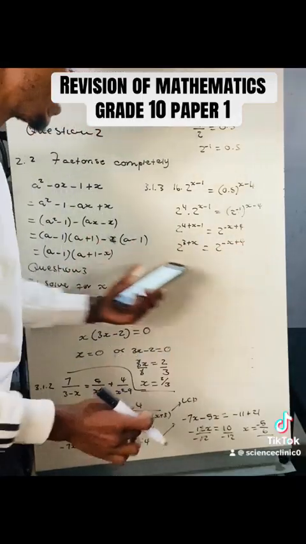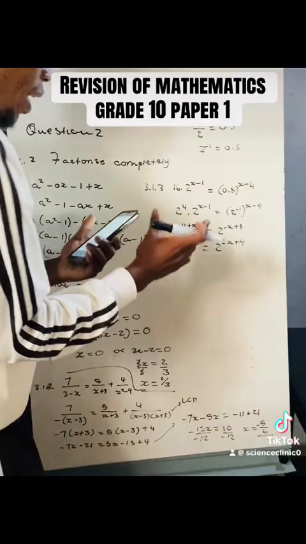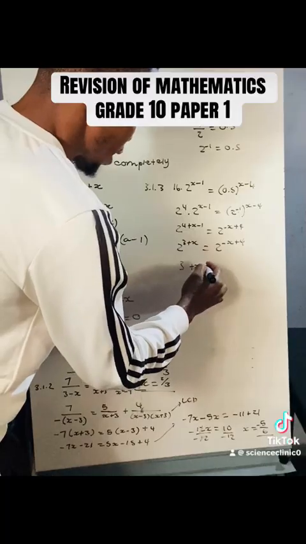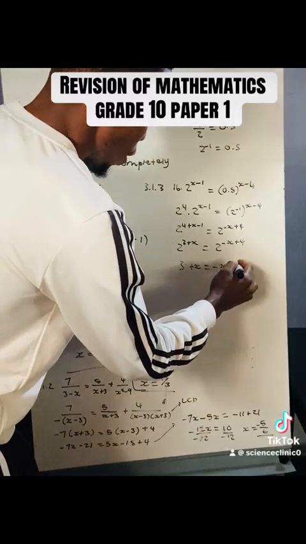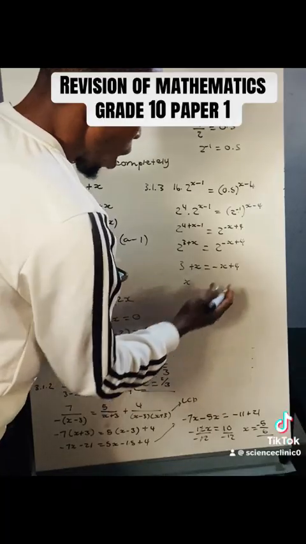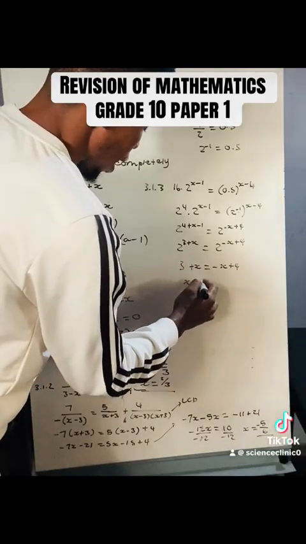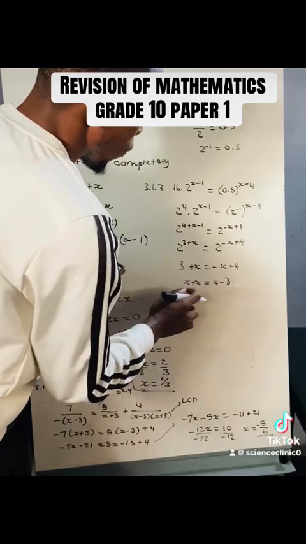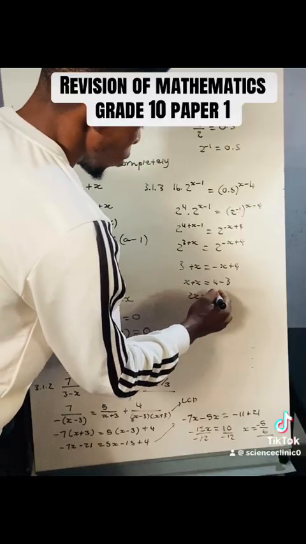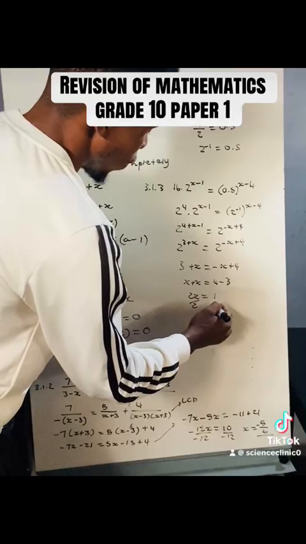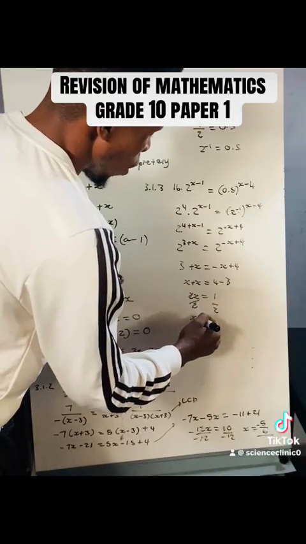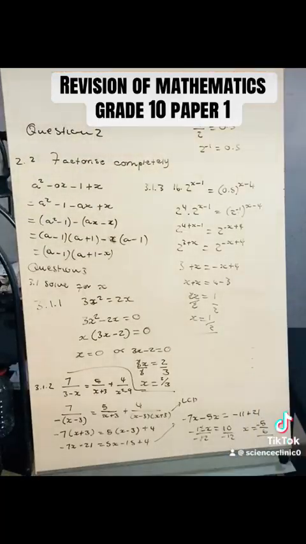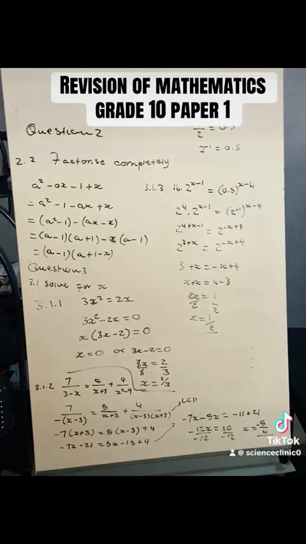So the moment we get the same base, we equate our exponents. We drop our bases. 3 plus x will equal negative x plus 4. Therefore, we are going to have x plus x equals 4 minus 3. Therefore, x plus x is 2x equals 1. We divide by 2 on both sides. So the value of x is going to be 1 over 2, guys. Yes, this is how we do that question.